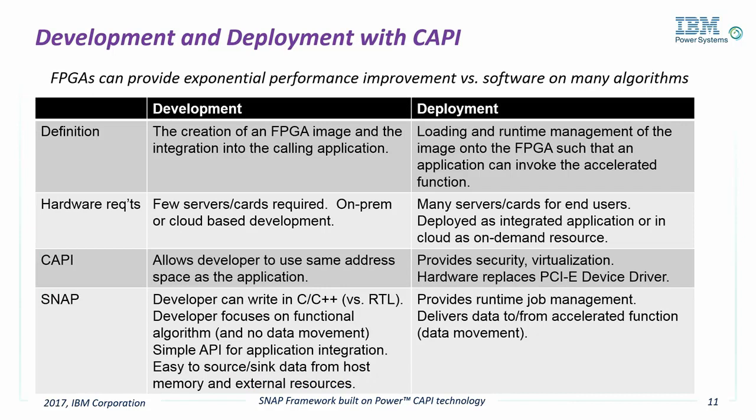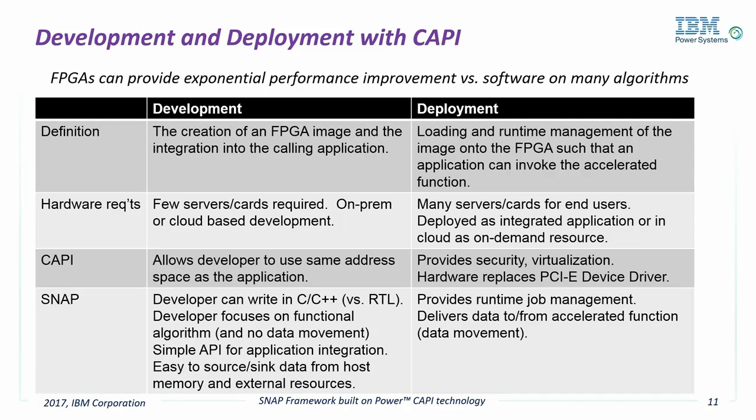This table takes a closer look at CAPI and CAPI Snap's effect on the development and deployment environments. The hardware requirements row points out that we need very few servers for accelerator development.